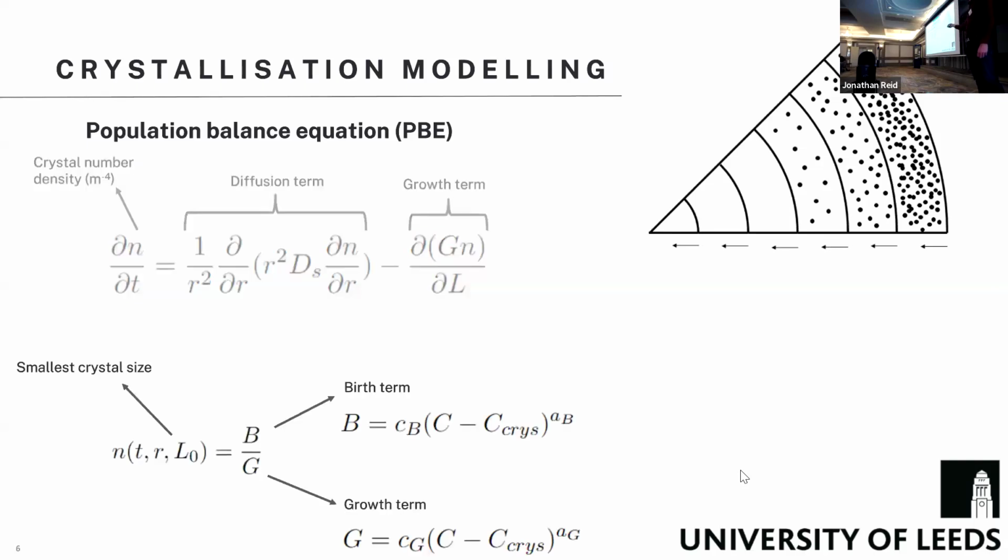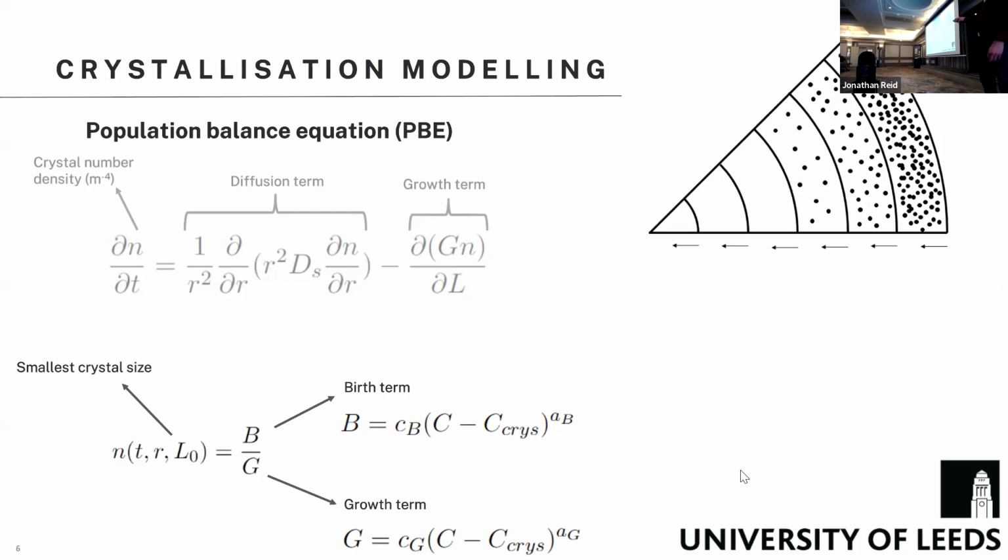So that means that in addition to the boundary condition I've shown earlier for the solid concentration, we also need a boundary condition on crystal size, and this is given by what's called a Dirichlet boundary condition, where we get the information on the crystal number density for the smallest crystal size that we take into account. And this is related to the birth and growth term.